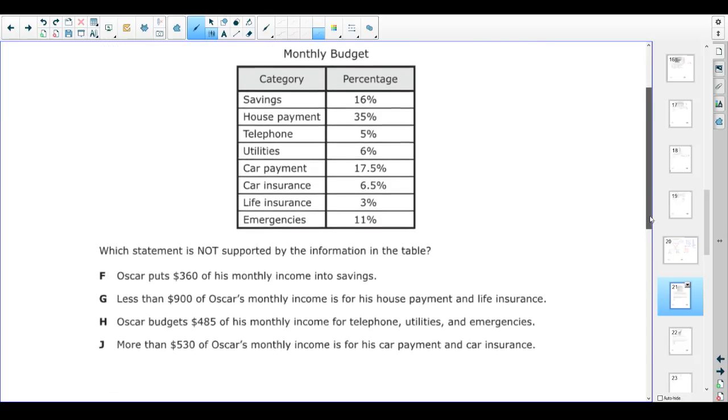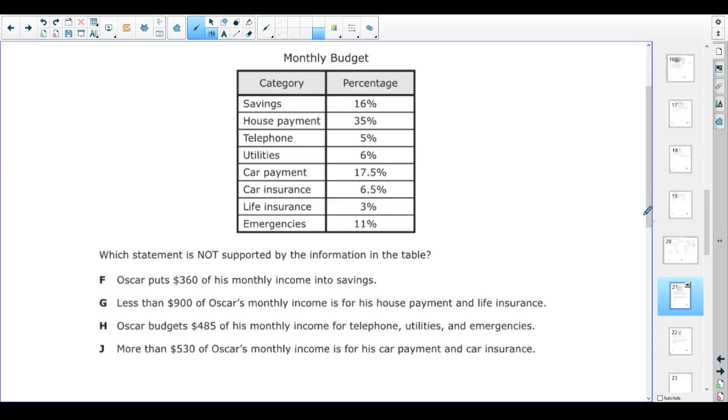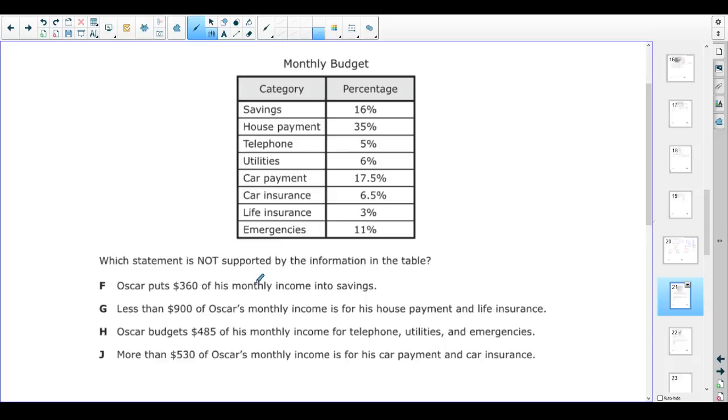Which statement is not supported by the information in the table? So we're just going to have to write, I don't think there's an easy way to do this. So we're going to have to write 4 proportions. So Oscar put $360 of his monthly income into savings. Okay. We're checking answer F.